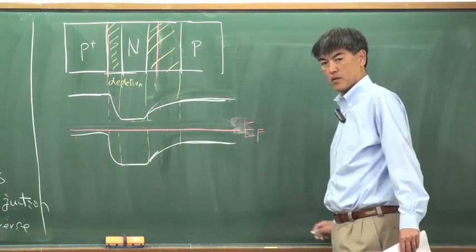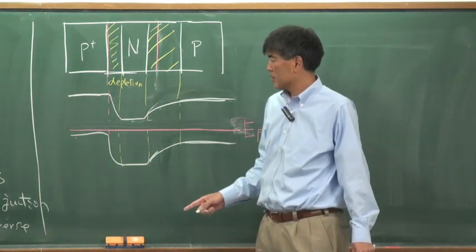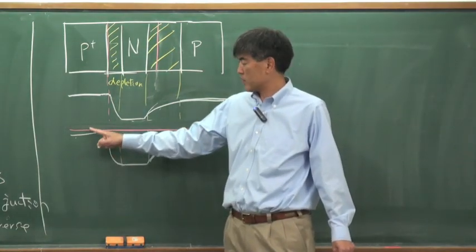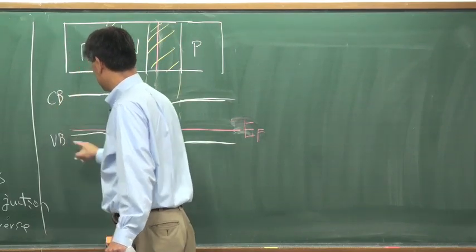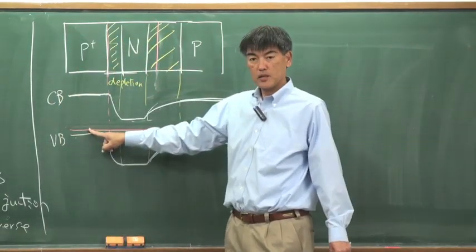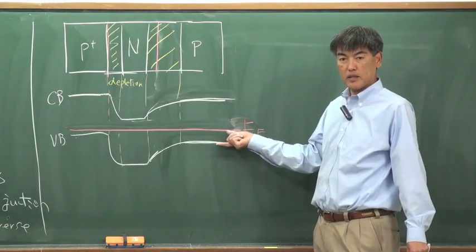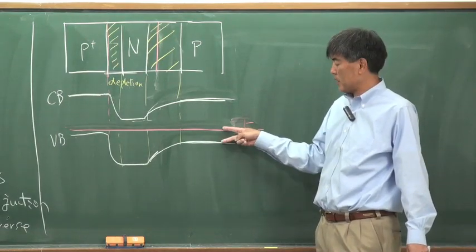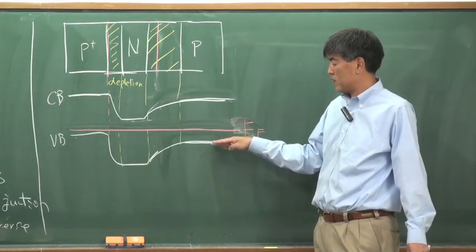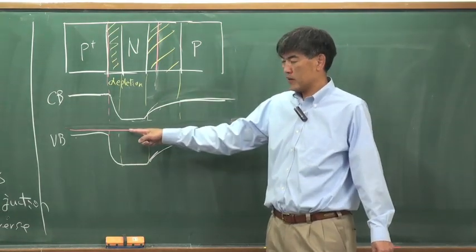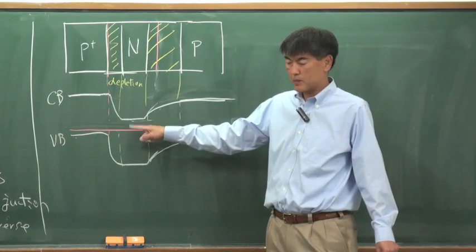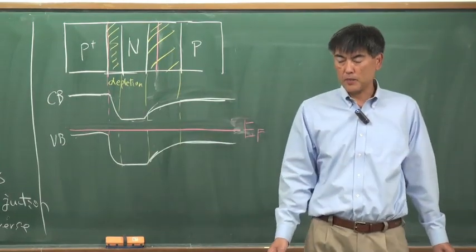So, Fermi level is very close to valence band because it's P plus. Here it's only P instead of P plus, so the Fermi level is a little farther away from the valence band. And here the Fermi level is closer to conduction band because it's a n-type region.